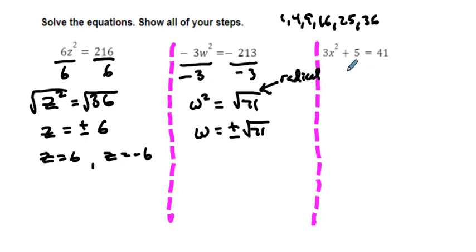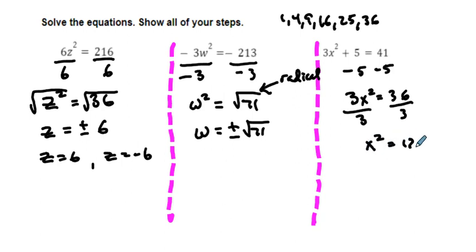All right, now this next one, I gave you the spoiler earlier, and I said that the first thing we got to do is get 3x squared by itself on one side. You always want to get the variable by itself. So there's 5 over here, so we're going to subtract 5. And you're going to get 3x squared equals 36. All right, sweet. Next step, we are going to divide both sides by 3, and you're going to get x squared is equal to 12.